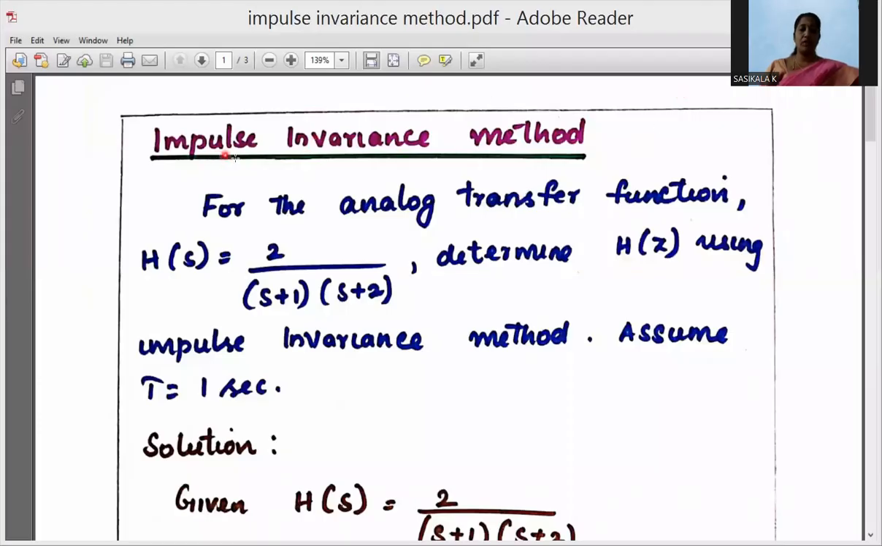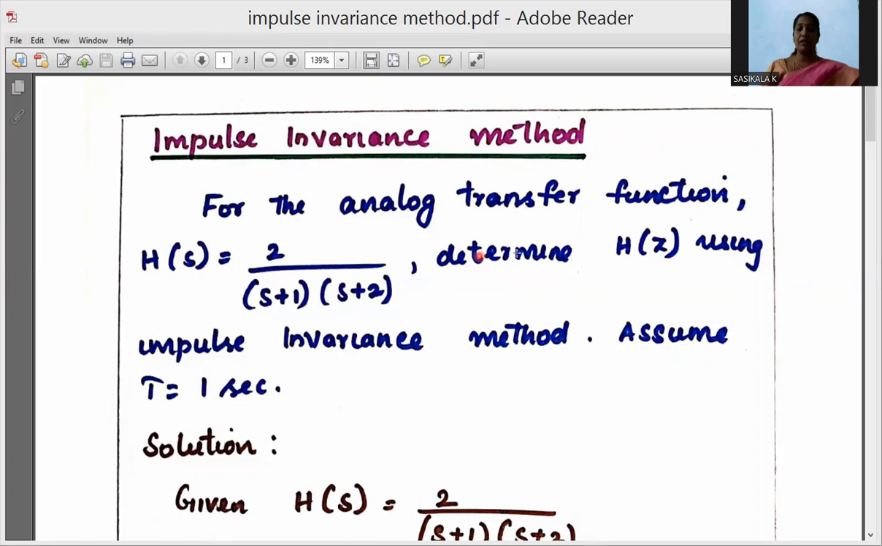Hello everyone. Today we are going to see about the impulse invariant method, which is one of the methods used to convert an analog transfer function into a digital transfer function. Given the analog transfer function H(s) = 2 / ((s+1)(s+2)), determine H(z) using the impulse invariance method. Assume capital T, that is the sampling period, is equal to 1 second.